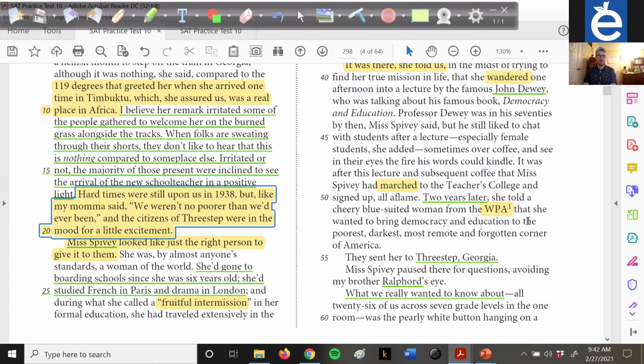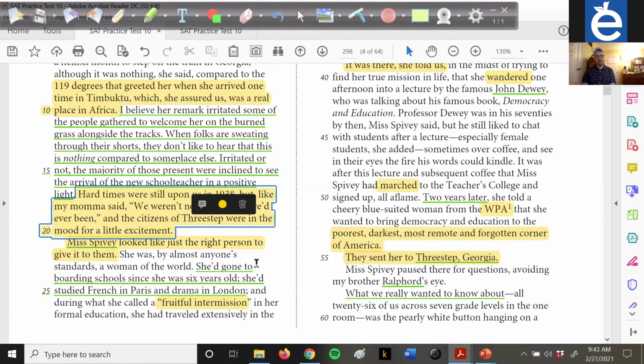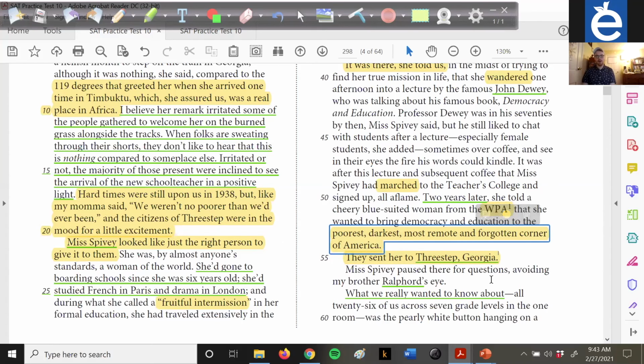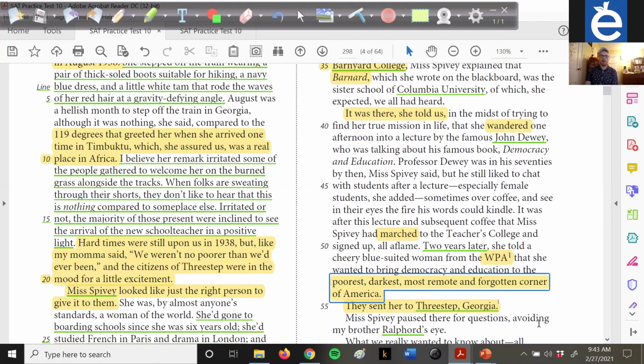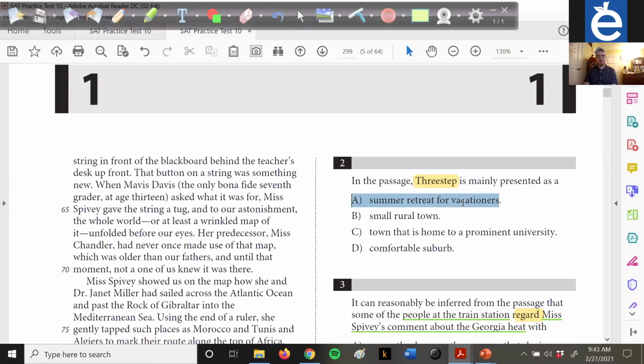And here she describes three-step sort of in a back doorway. She wanted to bring democracy and education to the poorest, darkest, most remote, and forgotten corner of America. And they sent her to three-step, Georgia. So the insinuation there is that three-step is not only a poor place, but it's actually a very forgotten place. It's remote. It's sort of distant from any resources. So is it a summer retreat for vacationers? No, summer in three-step is literally described as hellish. So I wouldn't give that. A small rural town? Yeah, most likely.